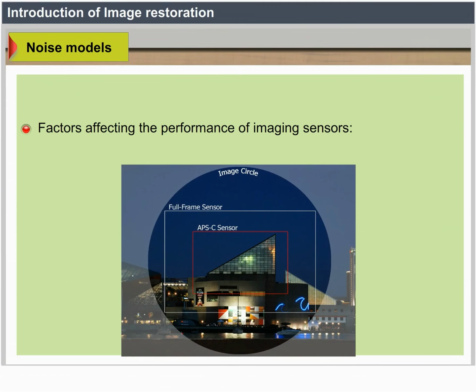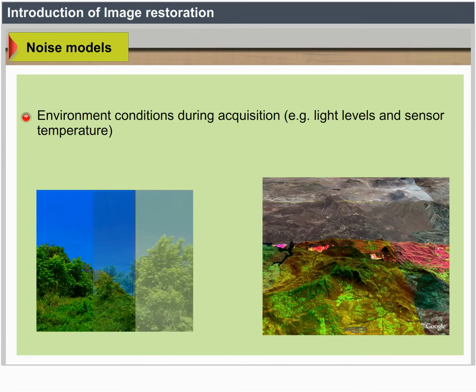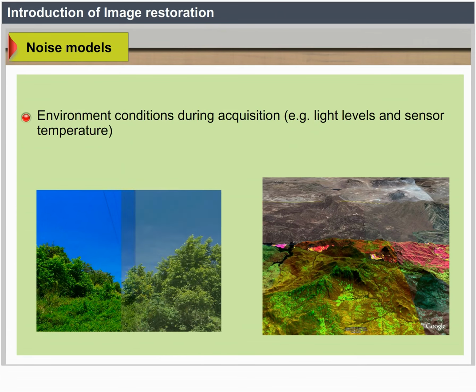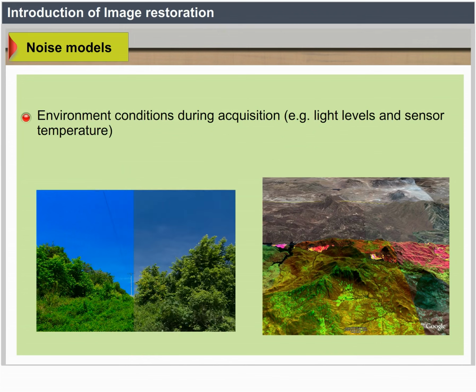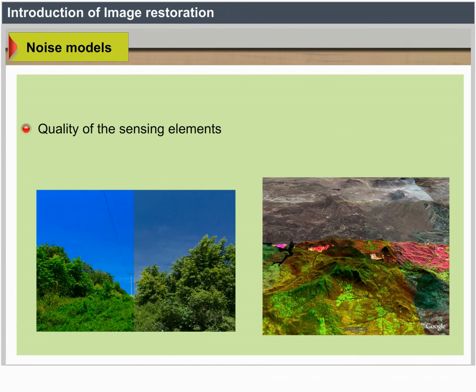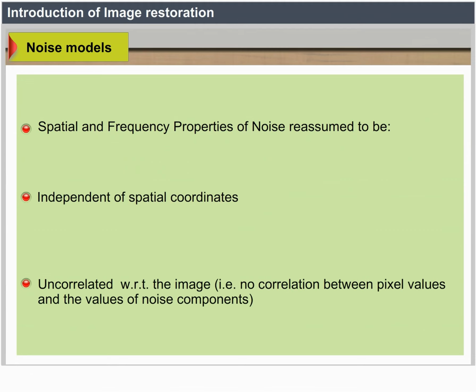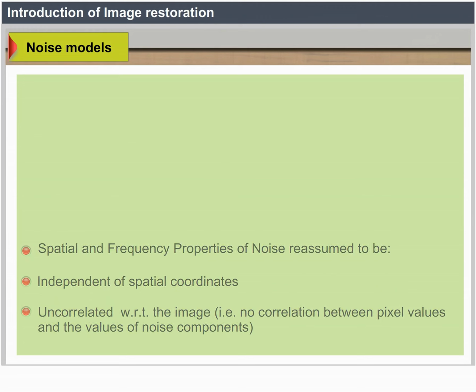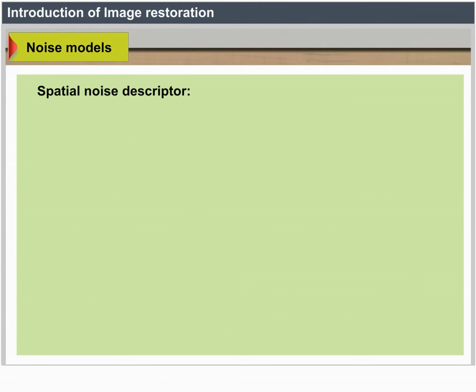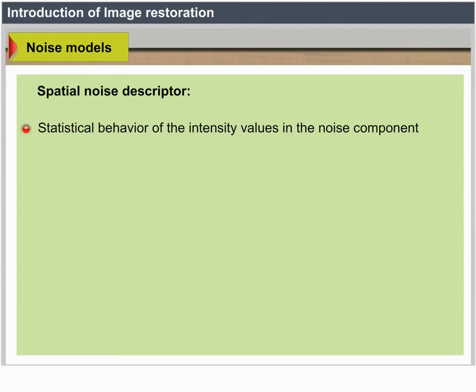Spatial noise descriptor: the statistical behavior of the intensity values in the noise component. These are random variables characterized by a probability density function, PDF. Some important noise probability density functions: the Gaussian (normal) noise PDF of a Gaussian random variable z is represented on the screen. The Rayleigh noise equations are also shown.